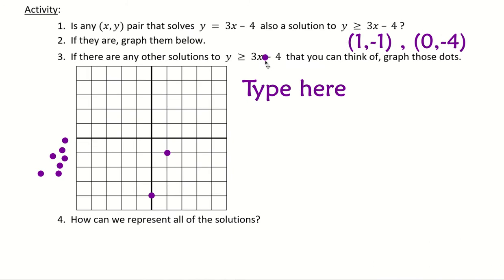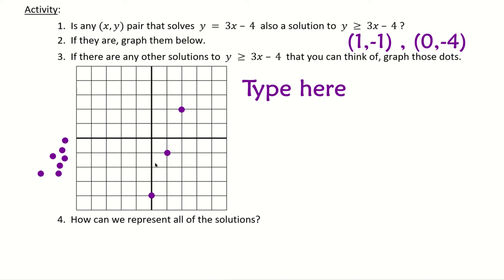How about if you plugged in 2? Let's just do one more. Another solution would be 2 comma what? 3 times 2 is 6. Minus 4 is 2. So 2 comma 2 is right there. 2 comma 2.